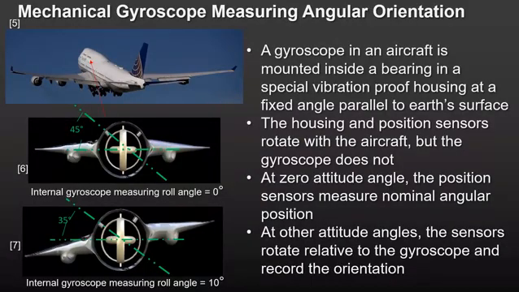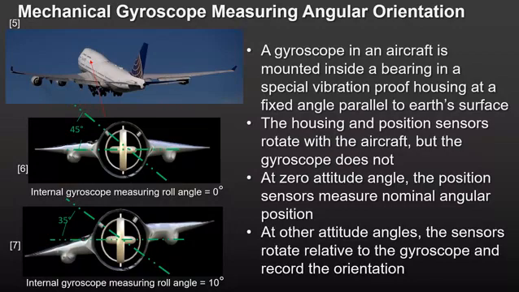A gyroscope in an aircraft is mounted inside a bearing in a special vibration-proof housing at a fixed angle parallel to the Earth's surface. The housing and position sensors rotate with the aircraft, but the gyroscope does not. Of course, each rotational axis of the gyroscope needs to be powered by an electric motor.